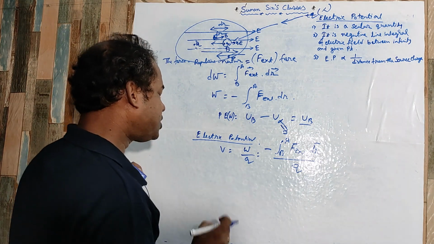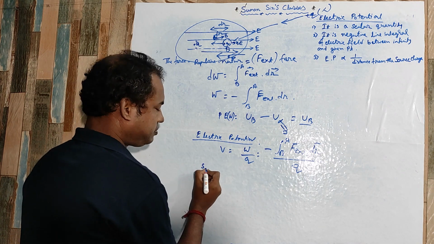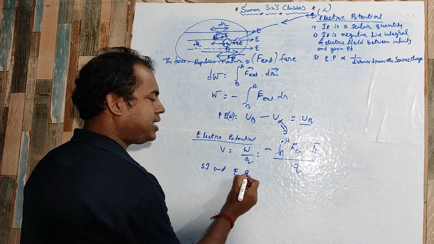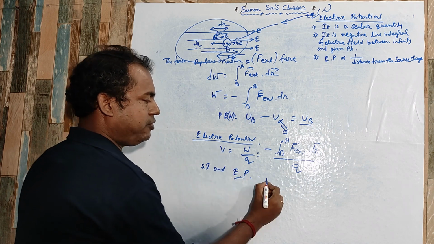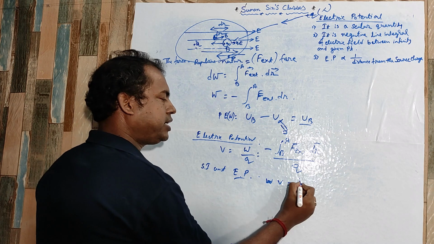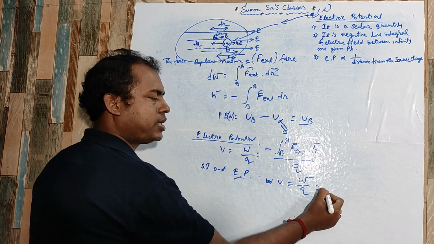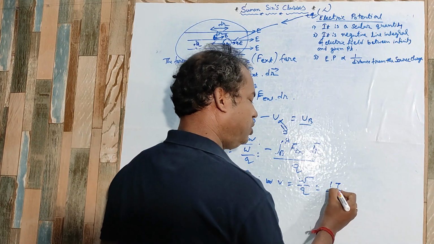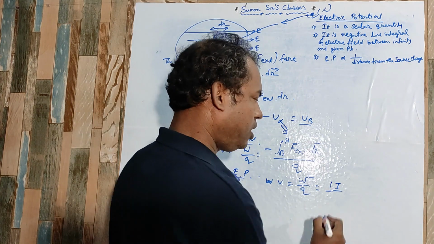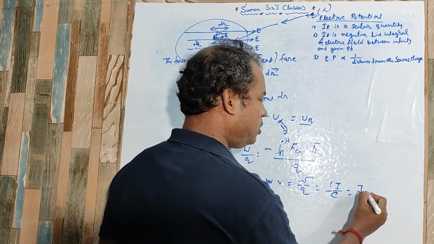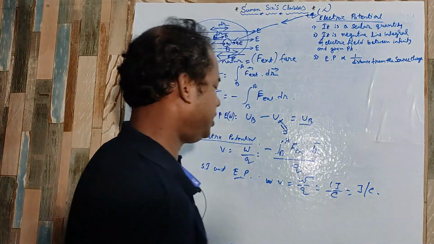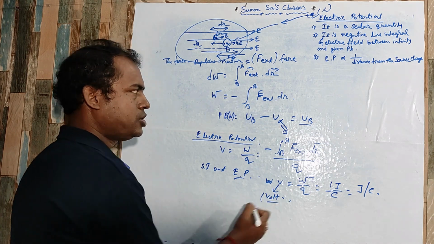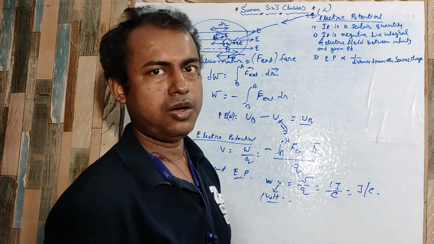Now the last one, that is the SI unit of electric potential. What is the SI unit in this case? V is written in the form W by Q. Now W is the work done, which is measured in the SI unit joule, and the charge is in coulomb, so joule per coulomb. It is written as the unit volt. So this is the definition of the volt.